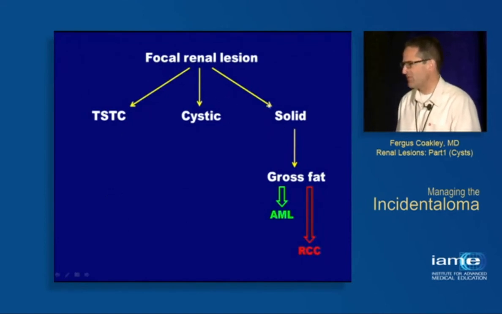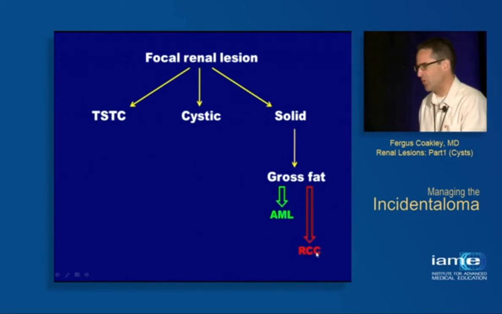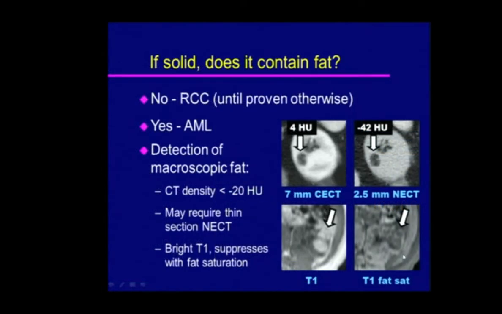So, when I've seen a focal renal lesion, I've decided it's enhancing. The next question I ask myself is, is there gross macroscopic fat present? Because if there is gross macroscopic fat, I'm going to call it an angiomyolipoma. That's a green light, that's a benign diagnosis. If there is no gross macroscopic fat visible, I'm going to presume it is a renal cell carcinoma. I will talk a little bit about some differentials, but for the most part, it's a suspected renal cell until proven otherwise, and that's a red light.